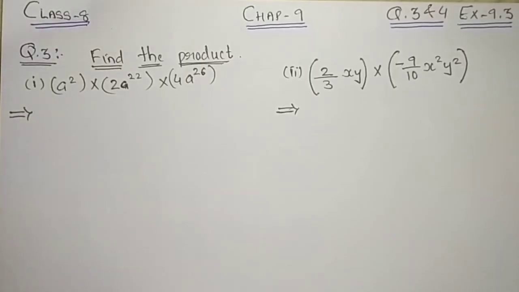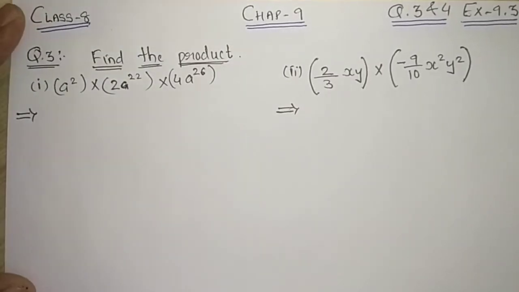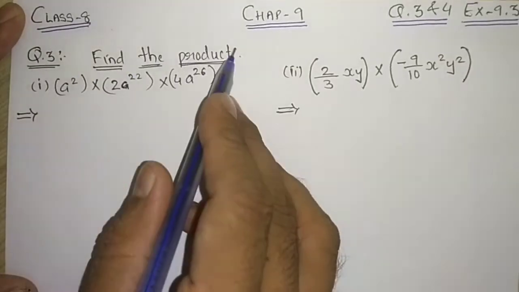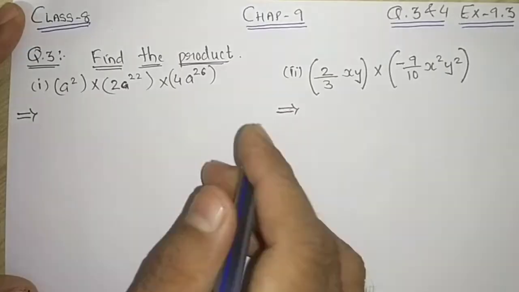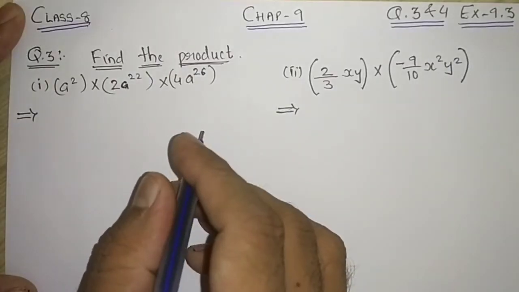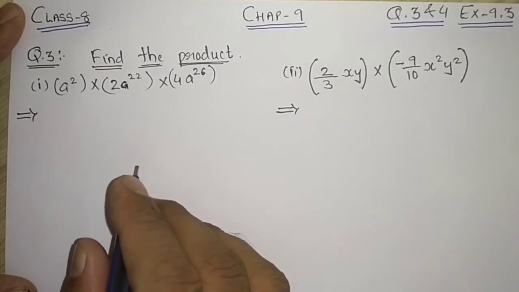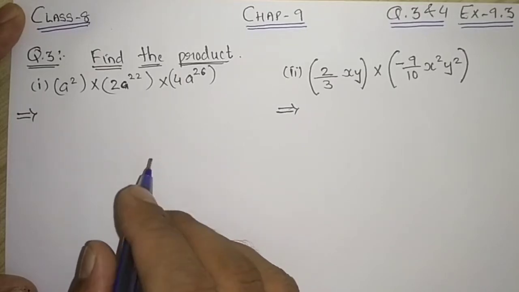Good morning, students. Today we are going to solve question number 3 and 4 of exercise 9.3. Question number 3 says find the product, and they have given us 4 parts. First 2 parts I have already written. So let us solve. How we can solve?